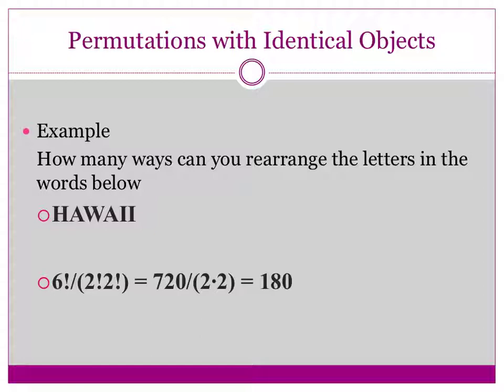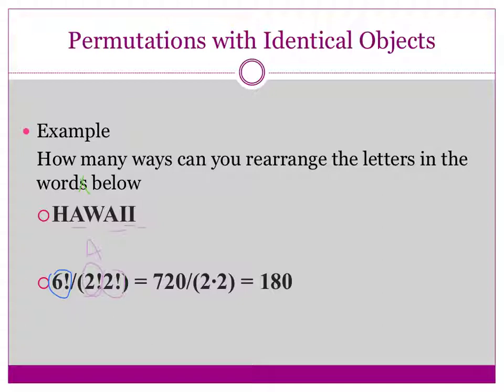We've dealt with this with Mississippi and the stuffed animals in the warm-ups the other day. How many ways can you rearrange the letters in the word Hawaii? There are 6 letters, so 6 factorial ways. 2 factorial for the A's, because those repeat. And again, 2 factorial for the I's. Thus giving us 180 ways to rearrange the letters in the word Hawaii.